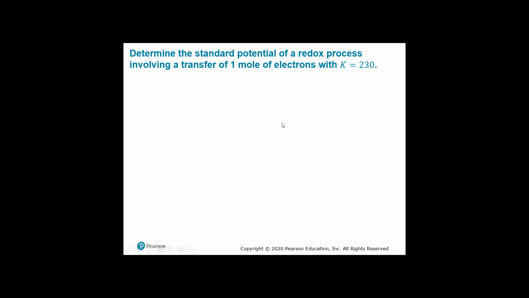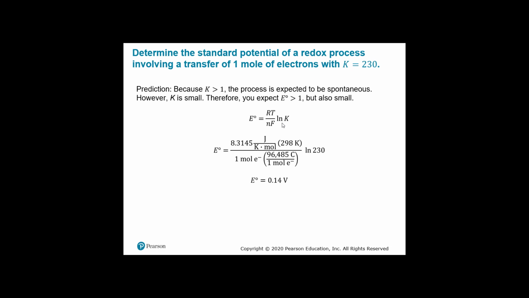Determine the standard potential of a redox reaction involving a transfer of 1 mole of electrons with an equilibrium constant of 230. So this one's really not in your book, but it's still related to it. So it's giving us an idea of what we expect as the answer. This is a very small equilibrium constant. It is large, but it's not as large as some of the other ones that have a lot of trailing zeros. And we expect K is small. It's rather on the small side, even if it is spontaneous for that condition.